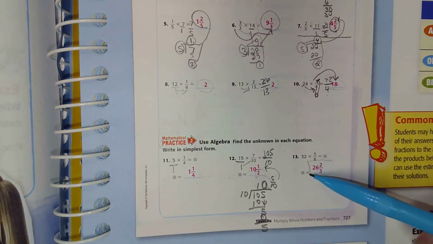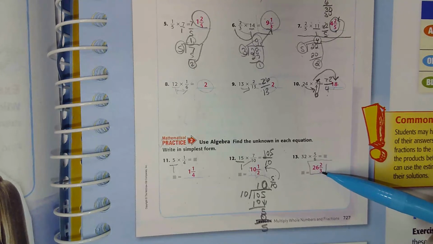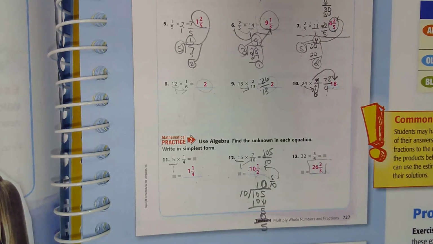You had to do the same thing here on 13, so if you didn't come out with 26 2/3, if you came out with 26 4/6, you need to look at the 4/6 and realize you could have simplified it. That probably took you a good little while.